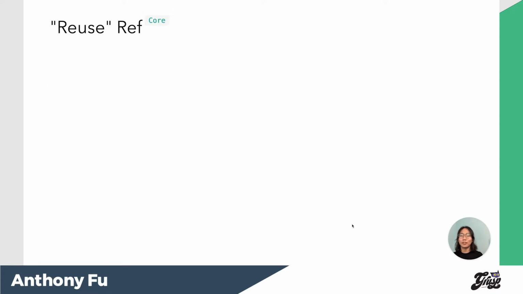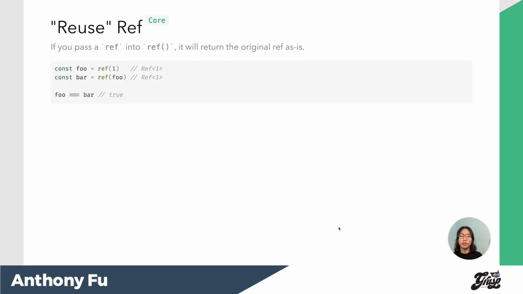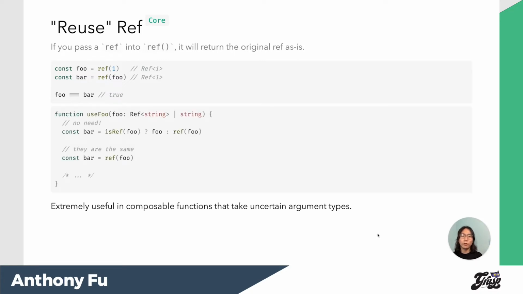Here we utilize the existing behaviors of the ref function. Similar to unref, ref also checks whether the passed value is a ref or not. If you pass a ref to it, it will leave it as is. Since it's already a ref, there is no need to make another. This could be extremely useful in composable functions that take MaybeRef as argument types.